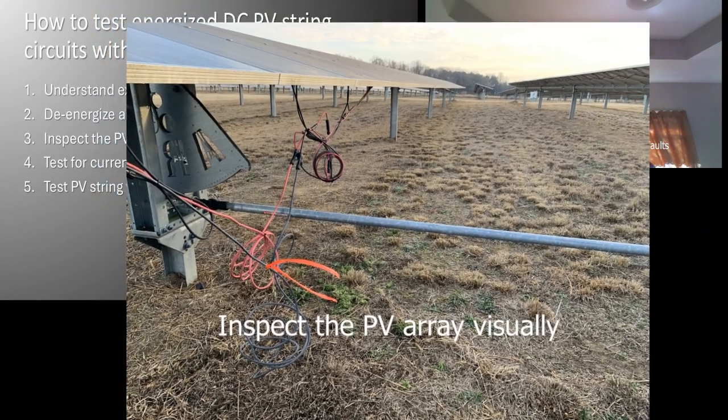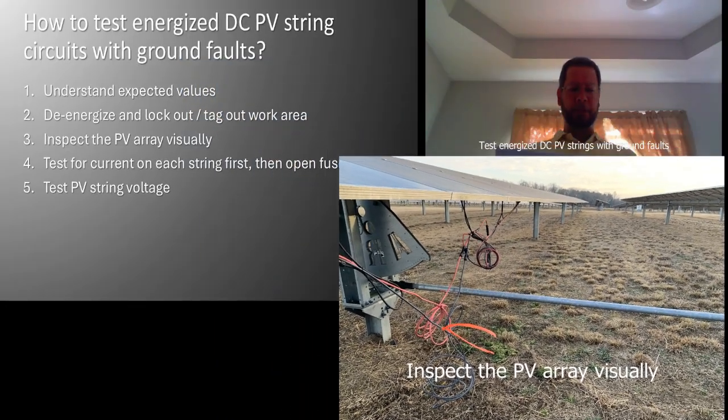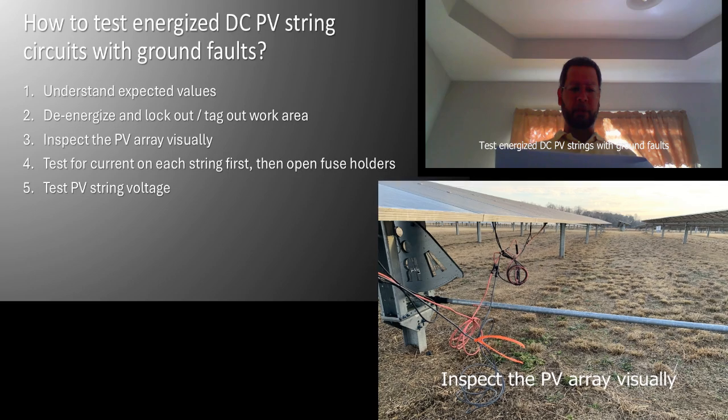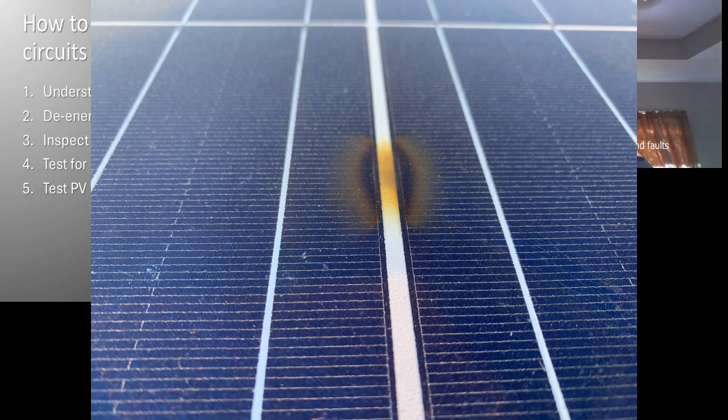3. Inspect the PV array visually. Before conducting any tests, it's a good practice to visually inspect the array. You can find many ground faults by looking for obvious signs of damage, like burn marks on modules or melted connectors.